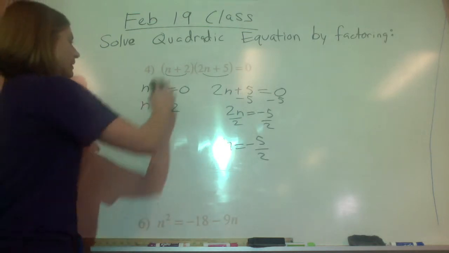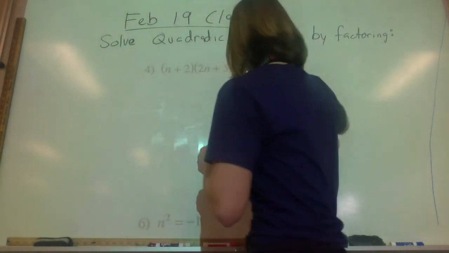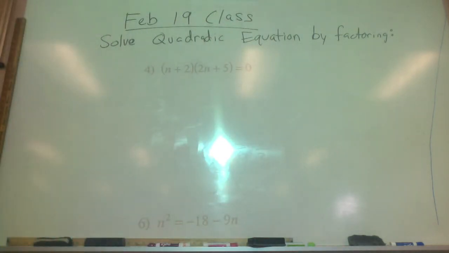Okay, let's look at 6. All right, so 6 was a little complicated. First of all, it wasn't even in the order we want.